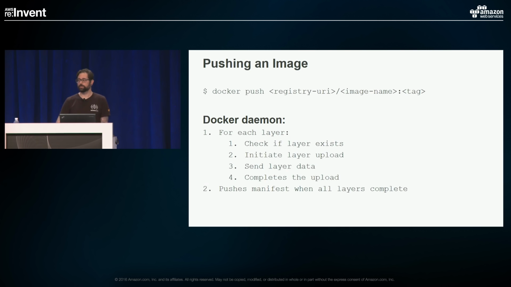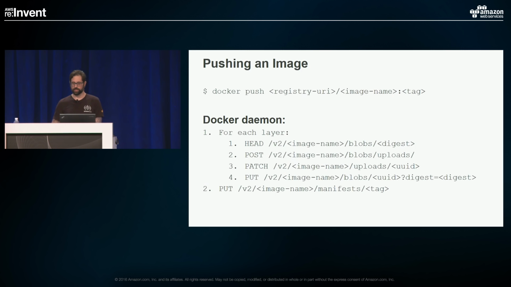Now, pushing an image is exactly the opposite. We're going to do a Docker push, with the registry URL that you have locally, the image name and tag. But the Docker daemon has to do a little bit more work here. For each layer, it has to see, does that layer exist already on the registry? If it doesn't, then it needs to initiate a layer upload, send the actual data, and then say that it's complete. When all of those layers are done, it needs to push the manifest saying that the layers are complete.